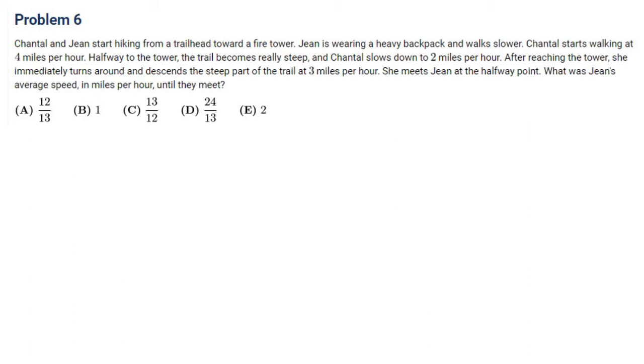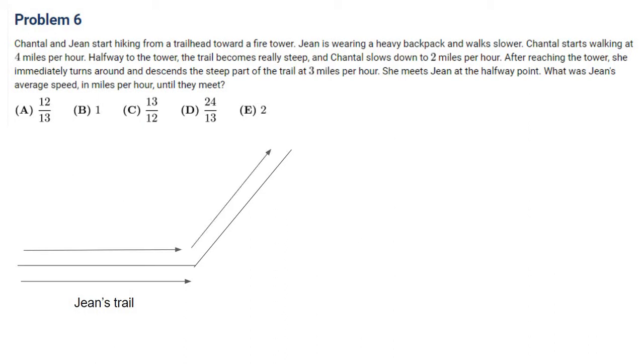So let's start off by getting a rough sketch of the trail, which is indicated by these two lines, and where I showed the middle point is where it becomes the steep part. So here we have this arrow, which is Jean's trail, since she only goes halfway, whereas Chantal walks to the halfway point, up the steep part, and then back down to the halfway point. And that's where in the middle they meet halfway.